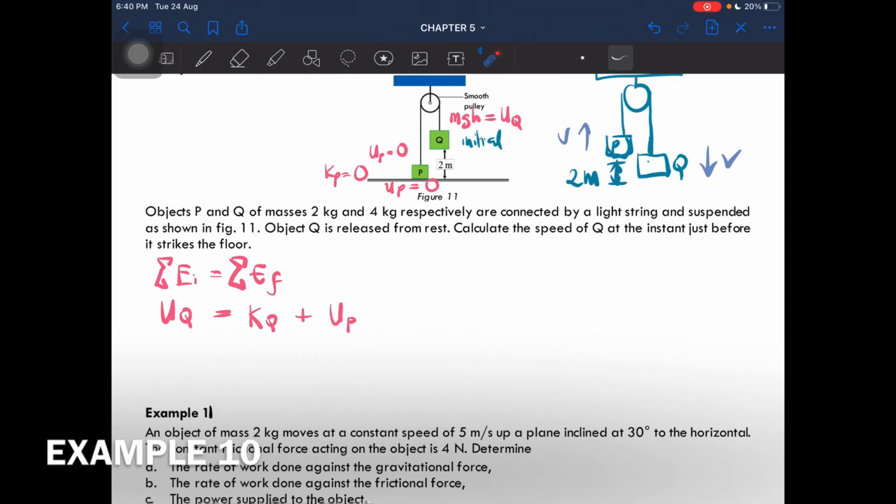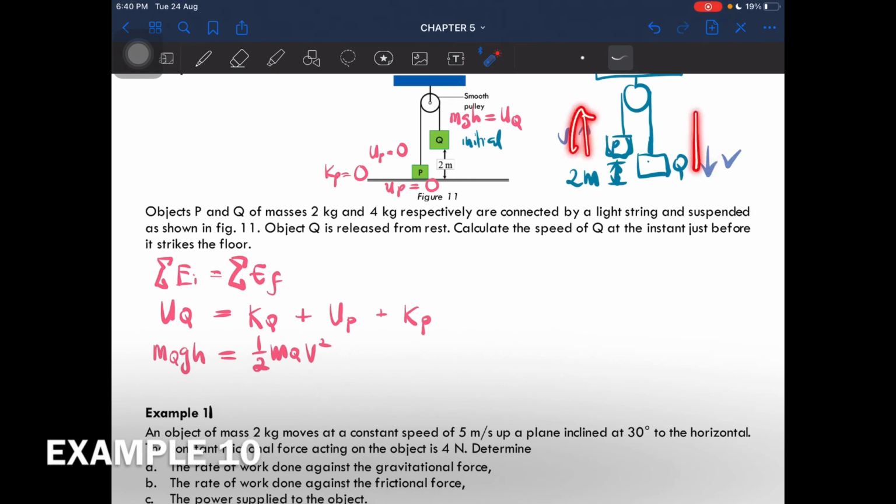Also, as it goes up, there is a velocity for block P. Because of that, there is still some kinetic energy for block P. We will have to consider that, so we put KP, kinetic energy for block P. So that is the equation. Hopefully you are not confused. We know that gravitational potential energy is basically just mgh. This one is half mv squared. So we call this v squared. The v for both P and Q is the same.